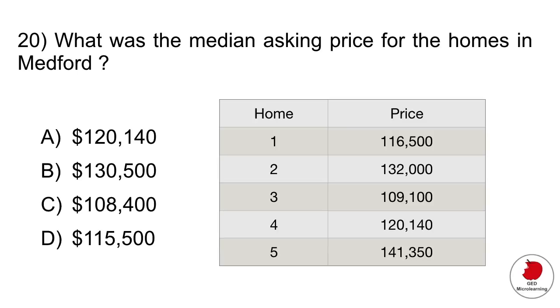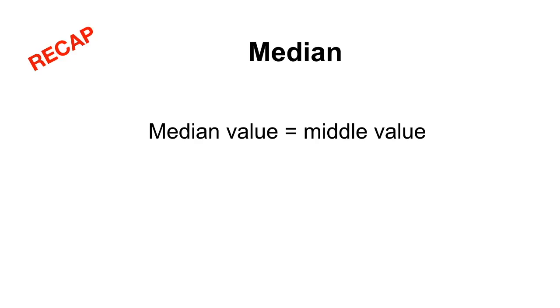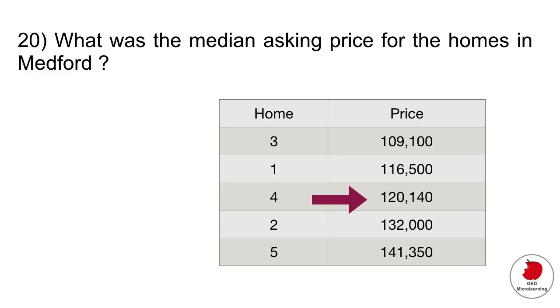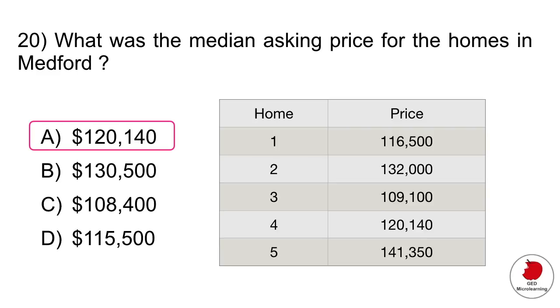The next question is the same, except that here they're asking for the median asking price. Median simply means the middle value, so you don't have to do any math here. All you have to do is take these prices and put them in order from the lowest to the highest, and then choose the number in the middle. That's going to be the median. So in this case, it's 120,000, which is option A.